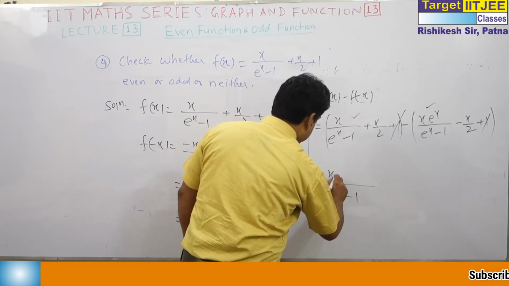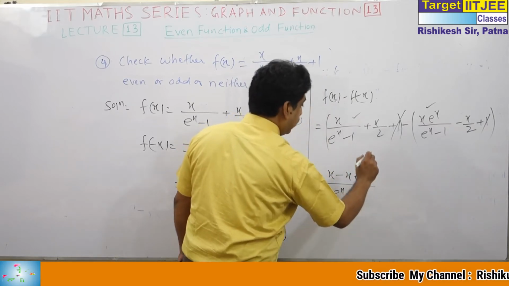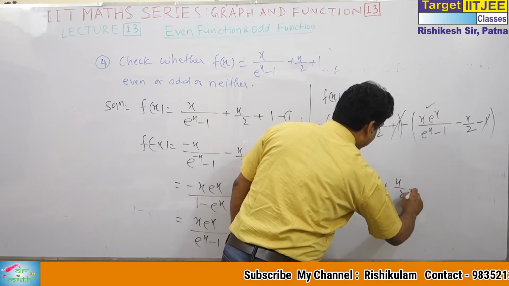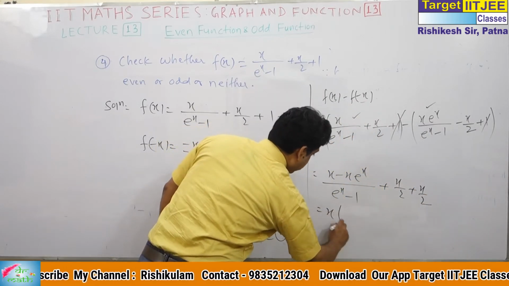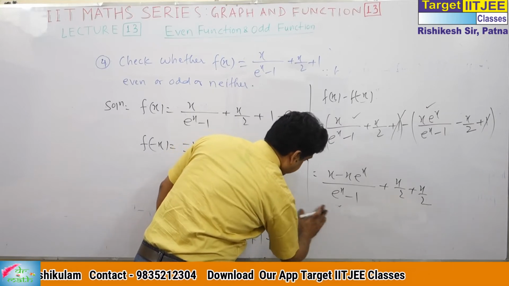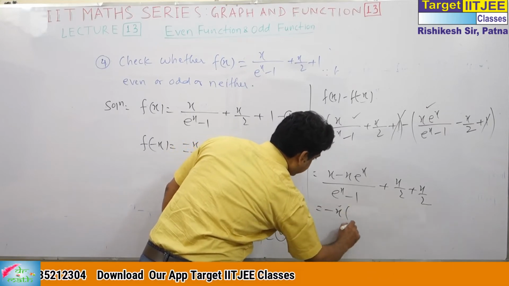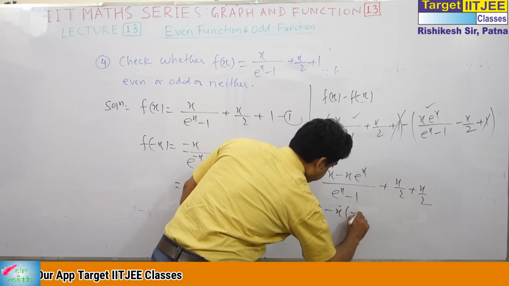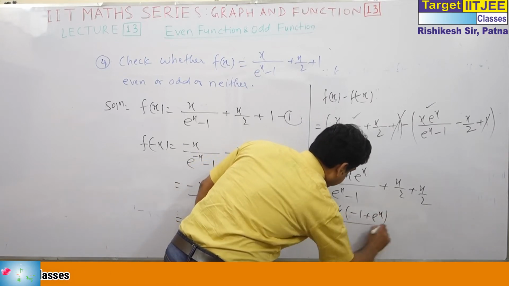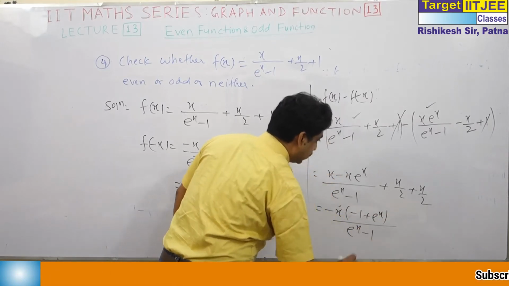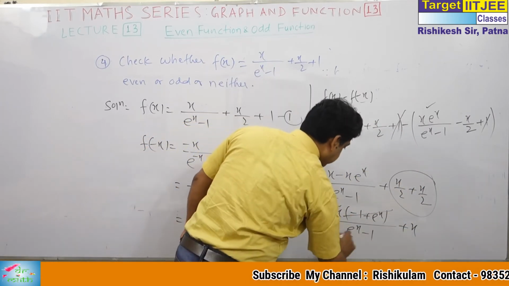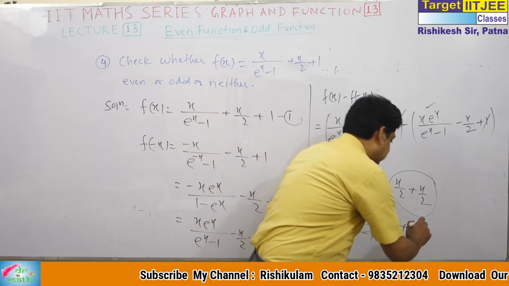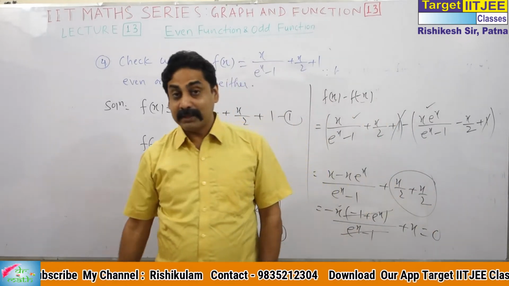What is this? x minus x e to the power x. And this is x by 2 and minus what? Plus x by 2. Now take x common, or it's better to take minus x common. So this is minus x times 1 plus e to the power x by e to the power x minus 1. This is x by 2 plus x by 2. This cancels and minus x also cancels. This becomes 0.